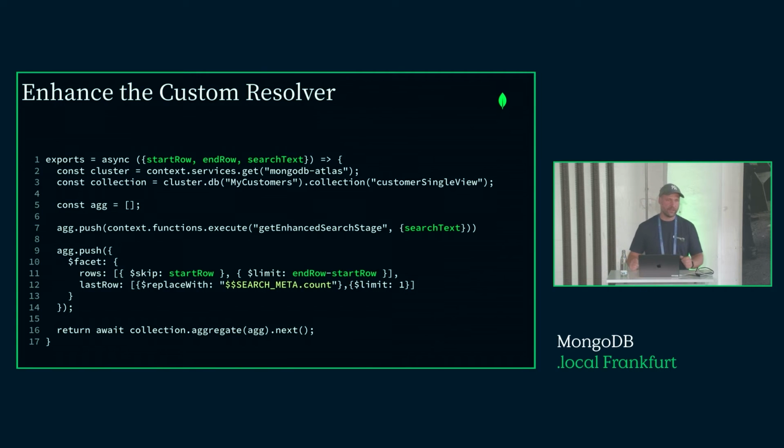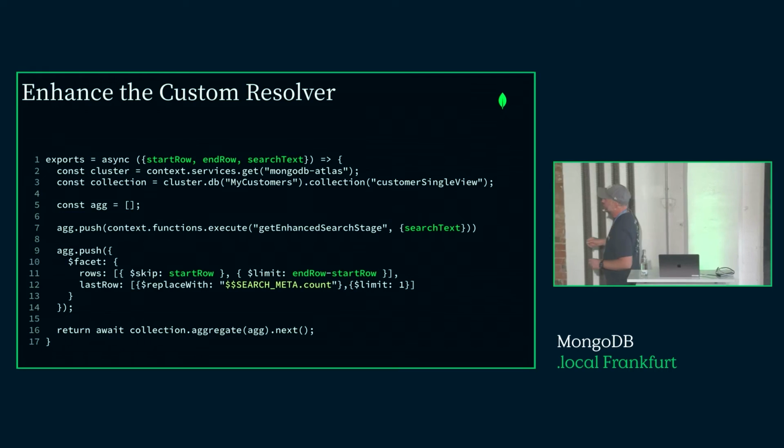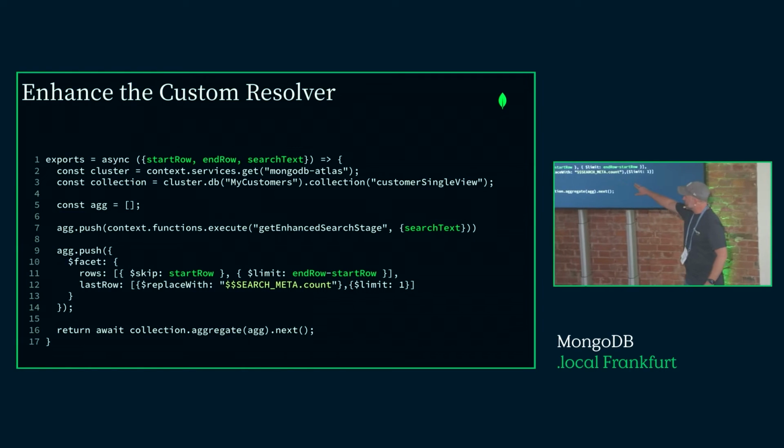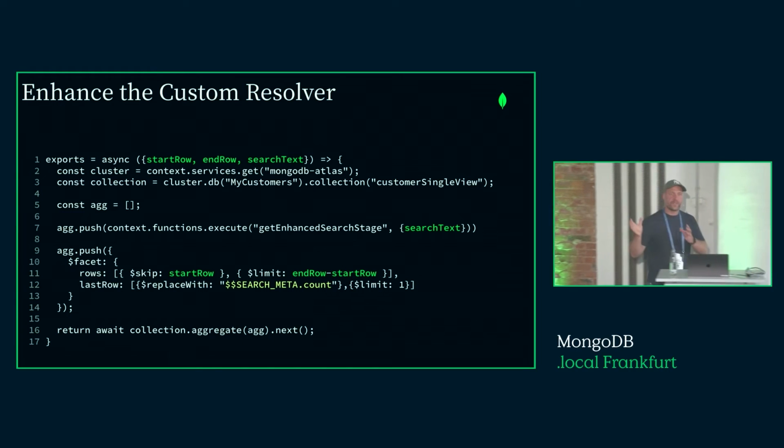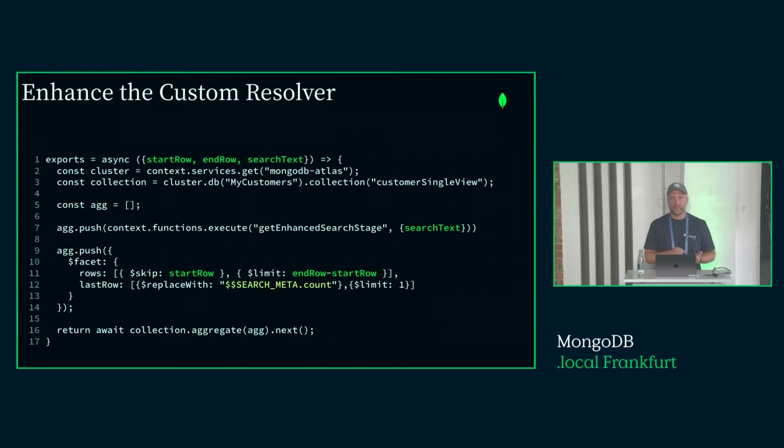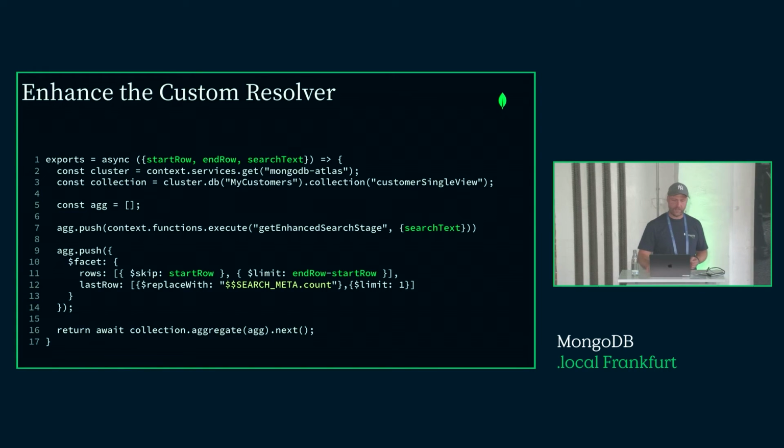It's line 7, where we just get this enhanced search stage. What it does is create a search query on top of my data. And then I combine that with the facet we already had. But now, in the facet, I get the count out of the search meta. So I get back from the Lucene engine how many records it will find, and don't count every record. That makes it so super blazing fast.